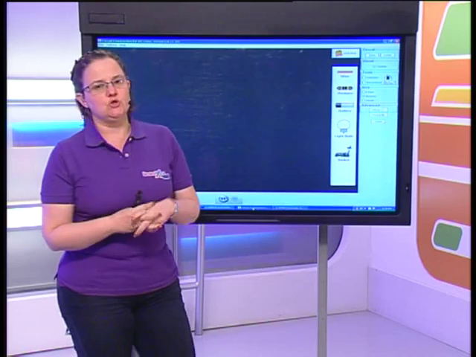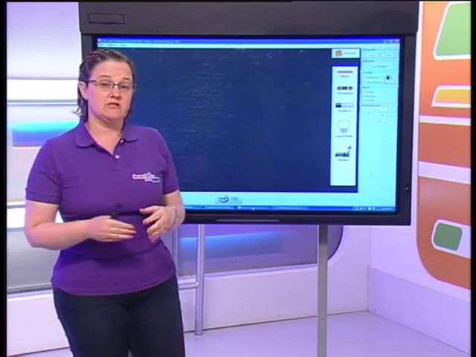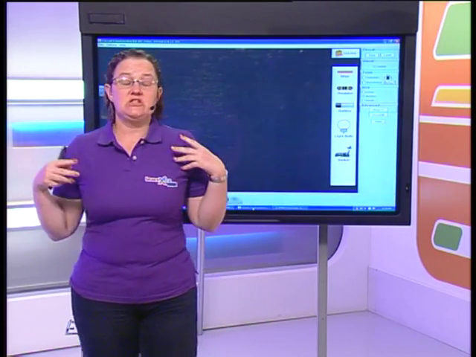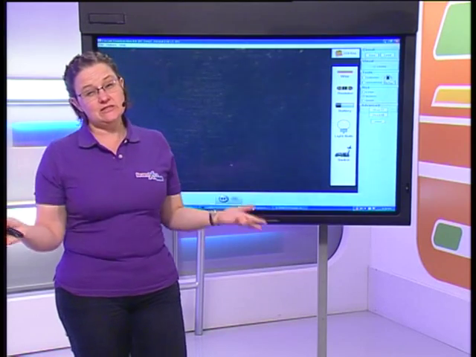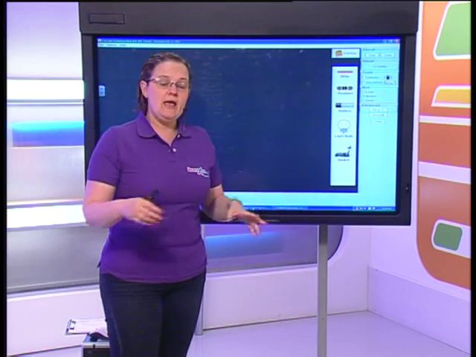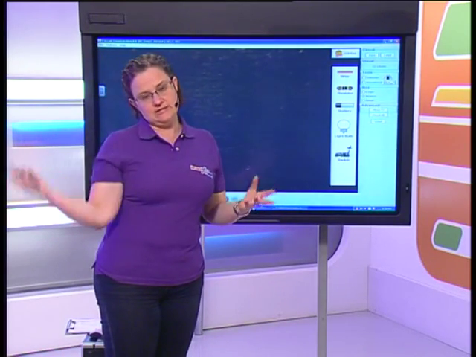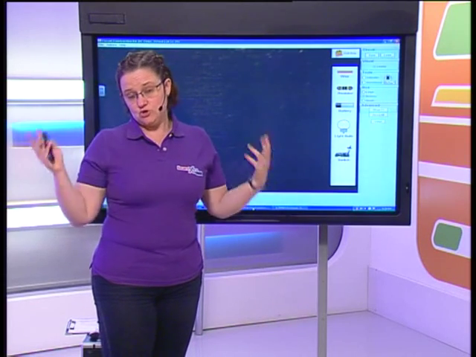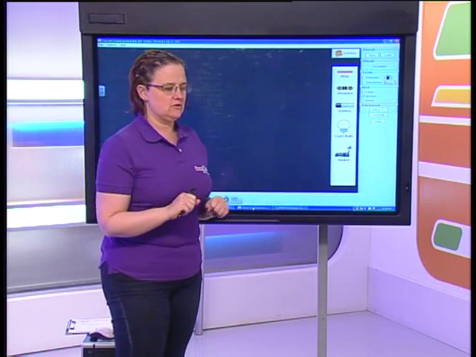So what we're going to do is set up a circuit. I'm going to change the current in the circuit by changing the battery, keeping the resistor the same the whole way through, and then adding more cells and seeing what happens to the current and to the voltage over the resistor.